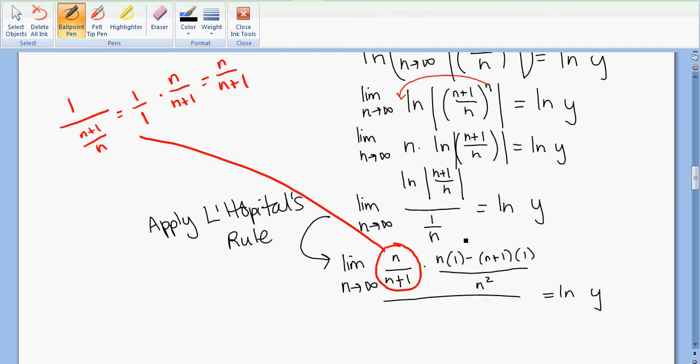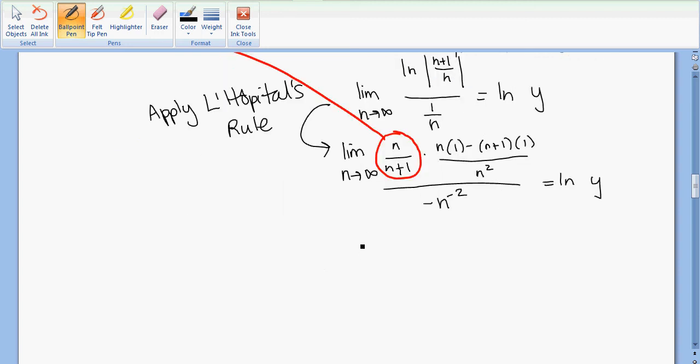Okay, so here's our derivative of the inside. And again, here I made a comment if you didn't follow how we got 1 over n over n plus 1. So this is the derivative of our numerator. And now we need to take the derivative of the denominator. Remember that this is n to the negative 1, so the derivative is just negative n to the negative 2. Okay, I scrolled down to give myself more space. Again, I warned you.